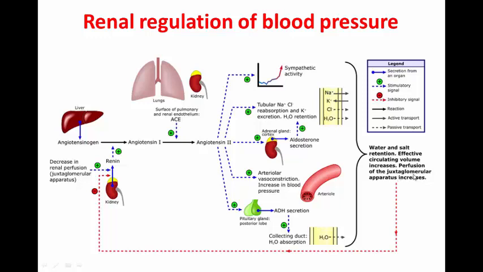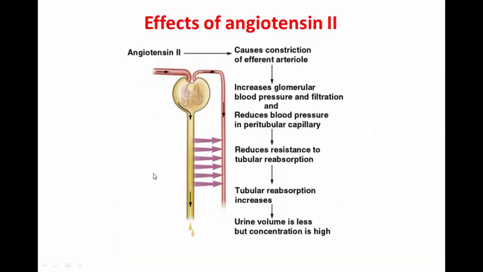Thus, when perfusion of the juxtaglomerular apparatus increases as a result of correction of the arterial blood pressure, renin secretion is inhibited. Here we have again a diagram which elaborates more on the actions of angiotensin II.